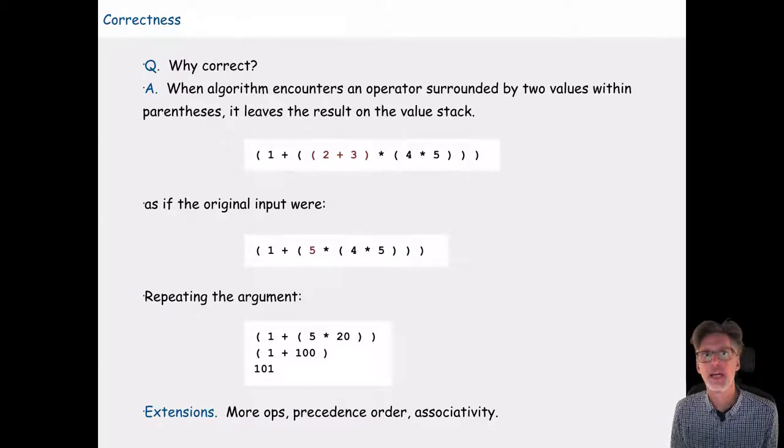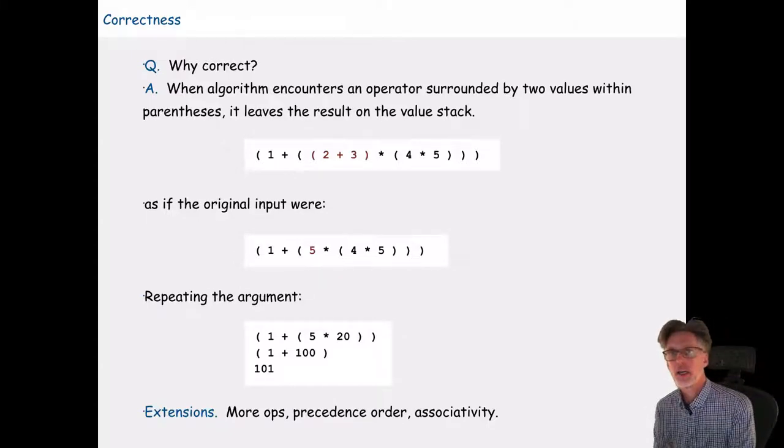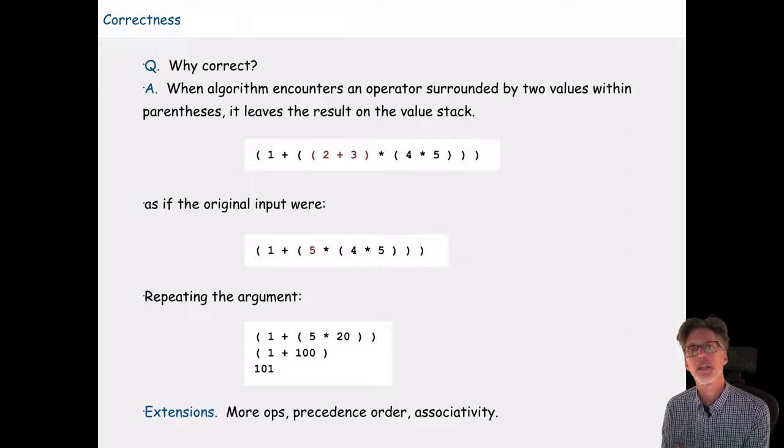But why is this okay? Well, note that the algorithm, whenever it's got something in between two parentheses, is always going to be putting that result on the stack. So it's like we just computed there. You can see in red 2 plus 3. We're going to actually compute that and put 5 there. We just keep repeating this over and over again.